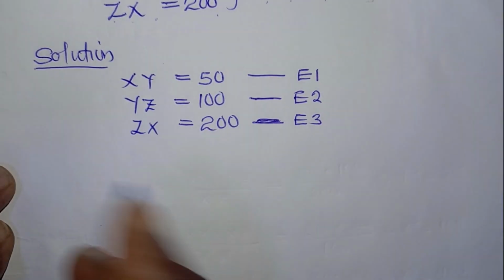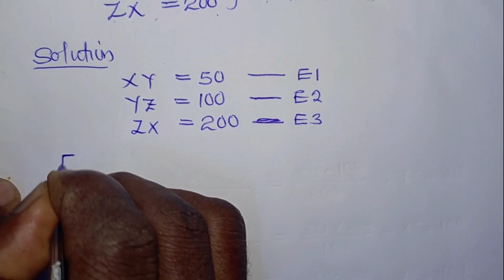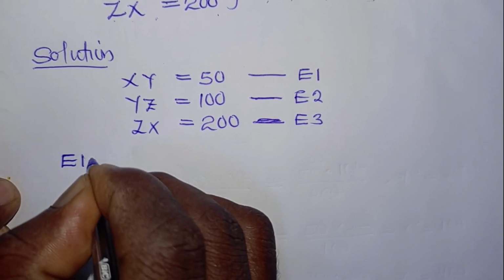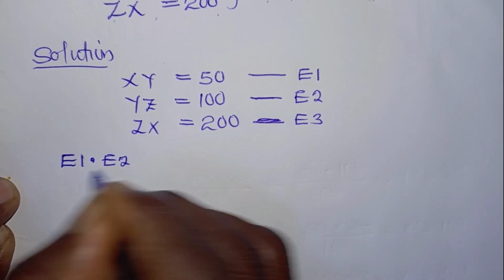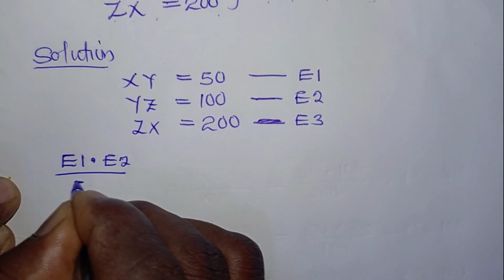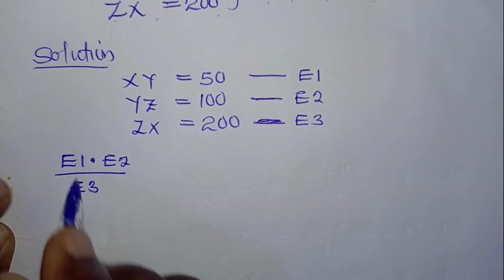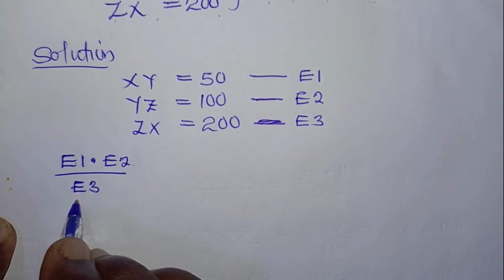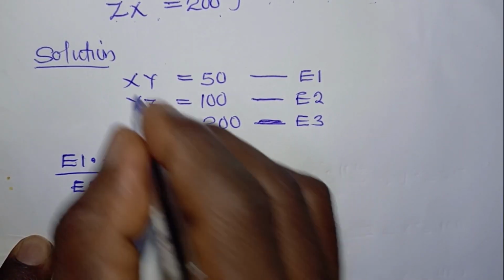So let's look at the trick. To solve this one, we simply say, let's pick this one. If you take equation 1, multiply by equation 2, and divide by equation 3. Equation 1 times equation 2 divided by equation 3. So this will give us xy, which is equation 1.